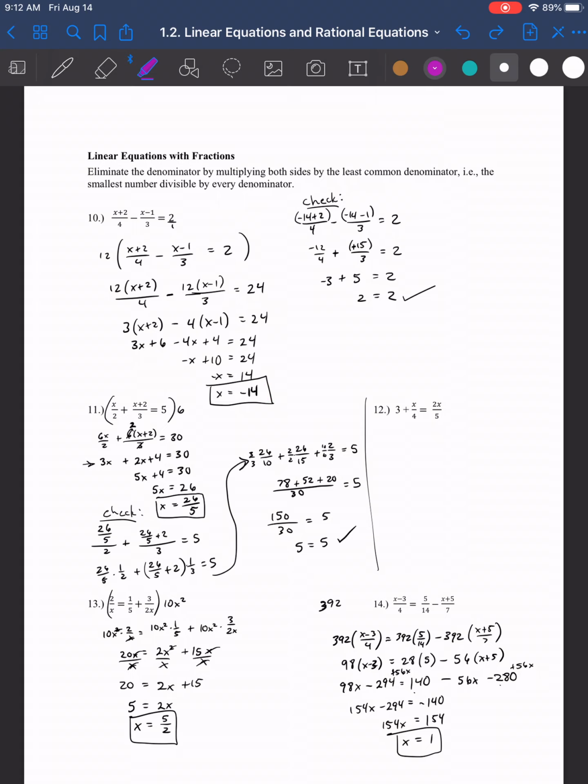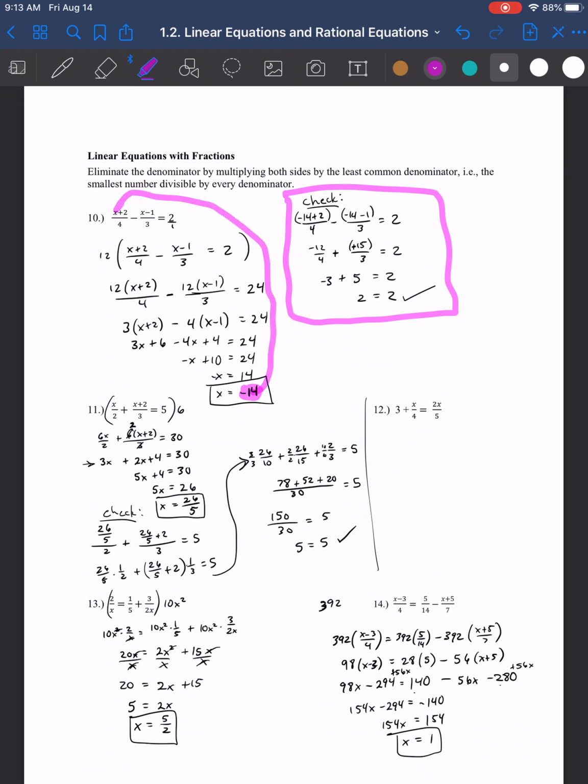Then over here I did a check, which I talked a little bit about on the previous page, where I plugged this negative 14 back in for x. And then I checked to make sure that when I did it, I ended up getting both sides equal to each other. So be careful when you're doing these checks. You never want to start swapping things from one side to the other. You want to work entirely on just one side by itself and entirely on the other side by itself.